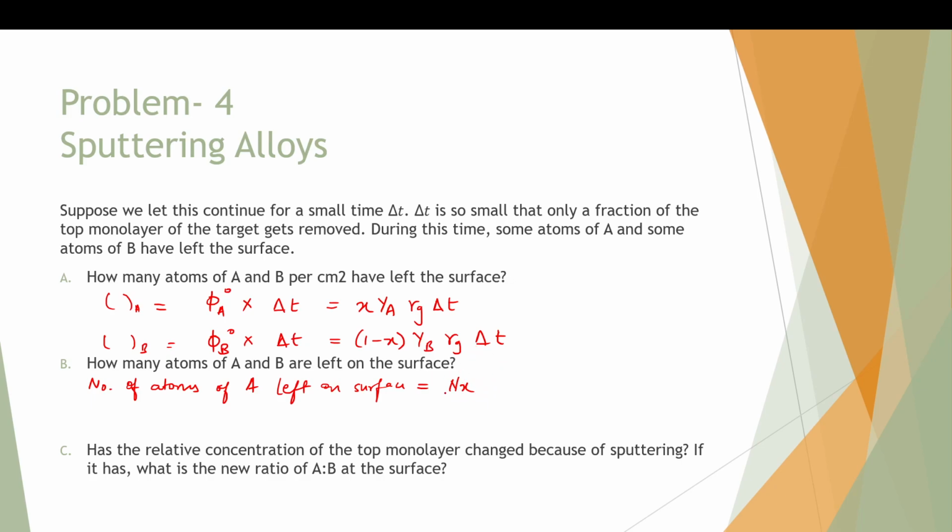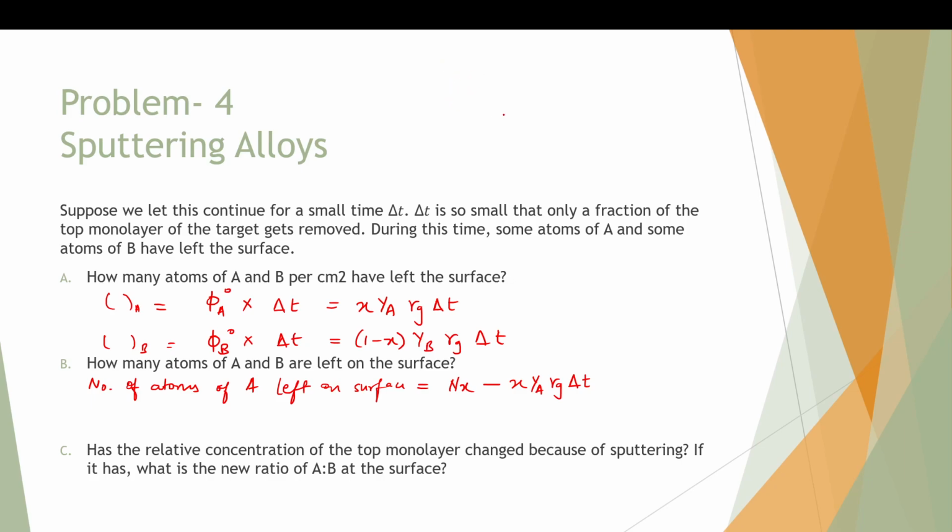So if nx is the total number of A atoms, now how many are left? So that will be nx minus x times Ya Rg delta T. But that is not all, right. So when some atoms are leaving the surface, the layer beneath the top layer is getting exposed. So there will be some A atoms on that layer as well. So we need to take into account those also.